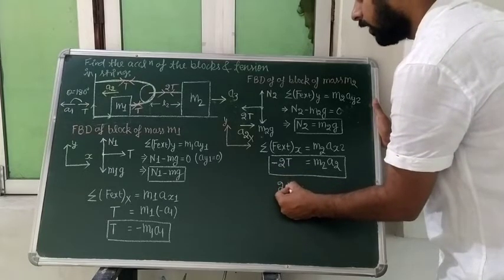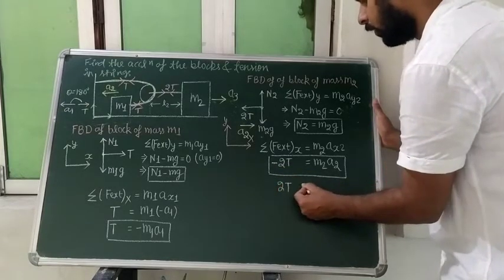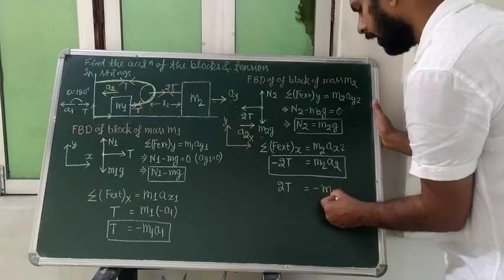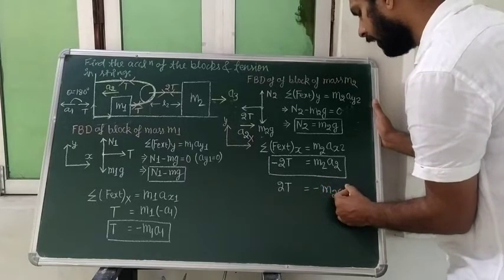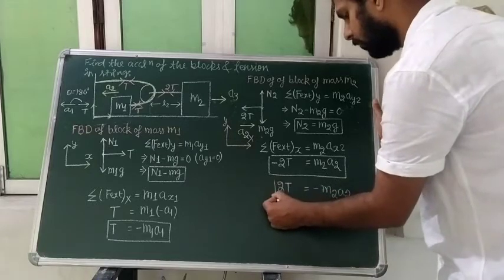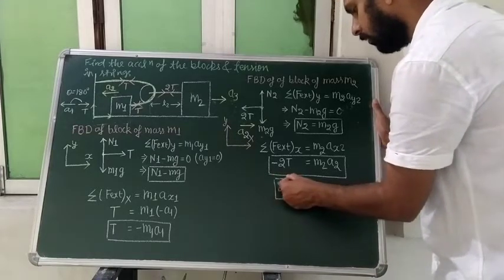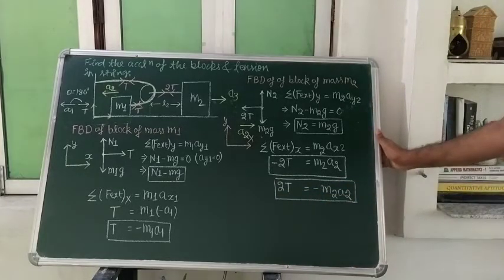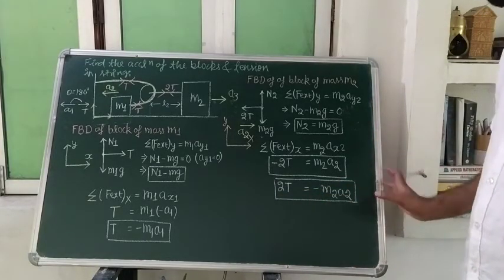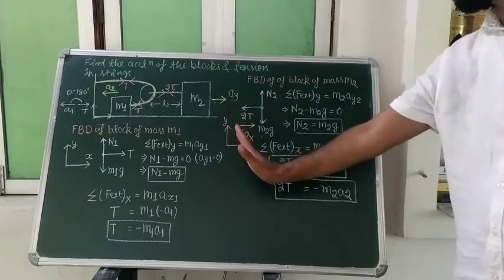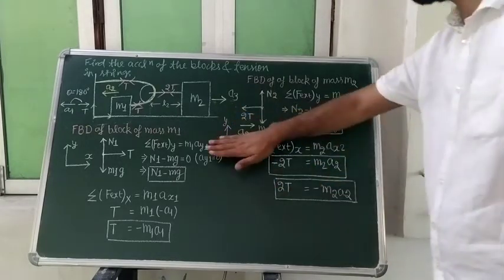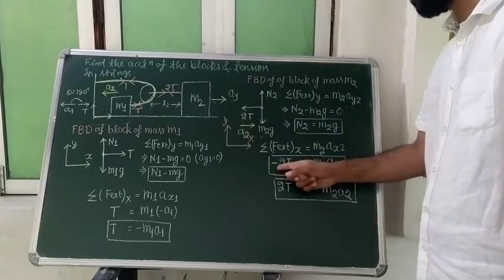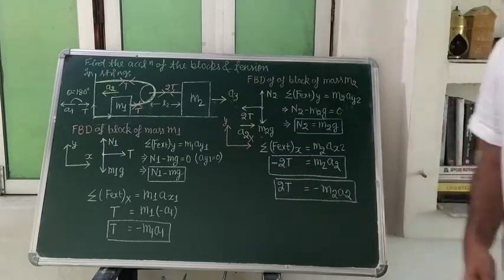And from here what will you get? This 2T will be equal to minus m2 A2. I'm sorry for that, you can change it. So notice this: this 2T should be on the negative side. It will be on the negative side if you have selected it like this. So you put a minus sign here.